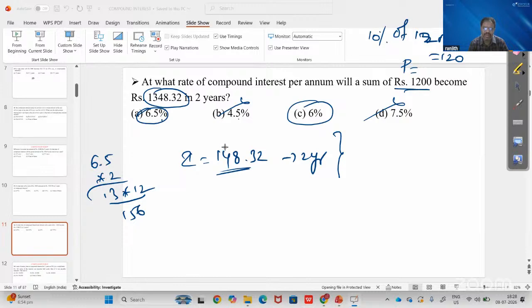We'll go with this method also. 12 and 148; 148 is approximately 144. What is the rate of interest we are getting for 2 years? 6 plus 6, that is 12. 12 square will be equal to 144.